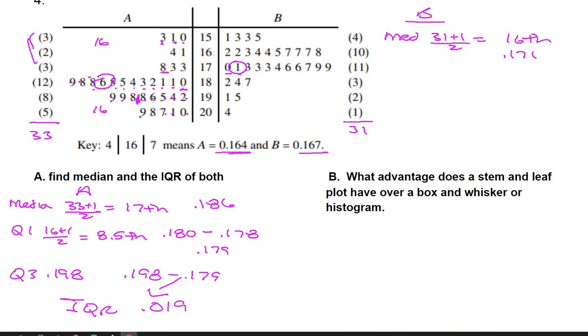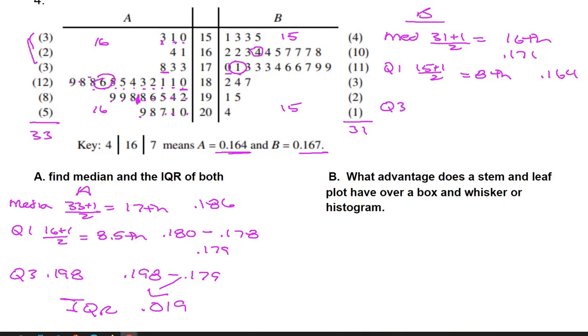All right, now again, if there are 31 pieces of data and the median is that number, that means there's 15 below and 15 above. Okay, so now I'm going to find the Q1. Q1 is going to be 15 plus 1 divided by 2. It's going to be the 8th piece of data. So here's 4, so 5, 6, 7, 8. That gives me 0.164. That's Q1.